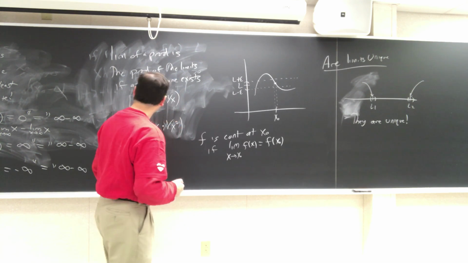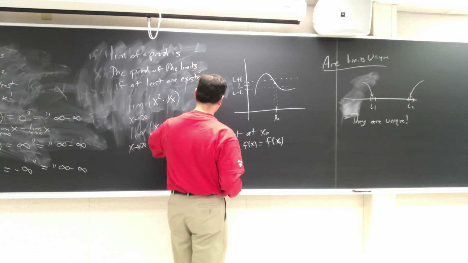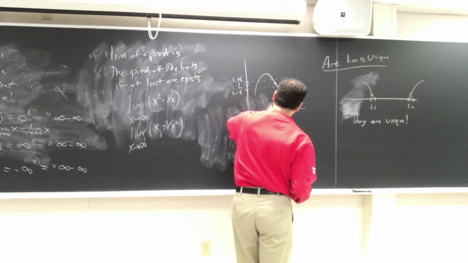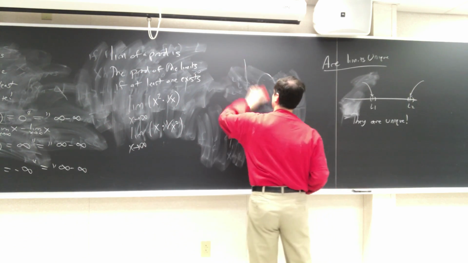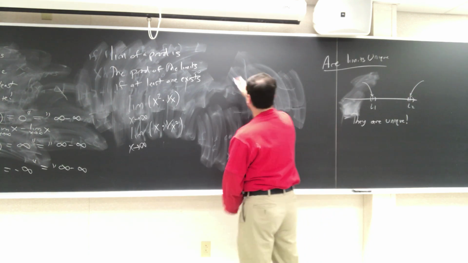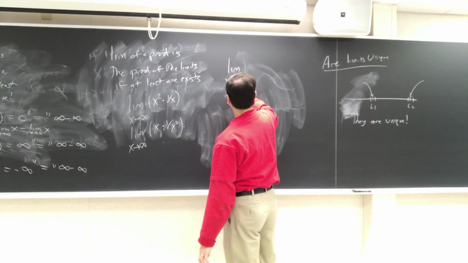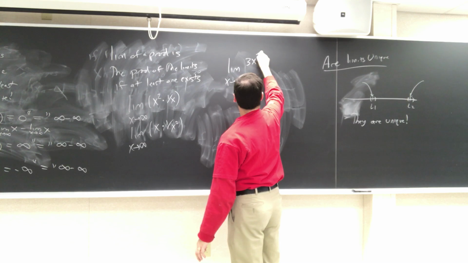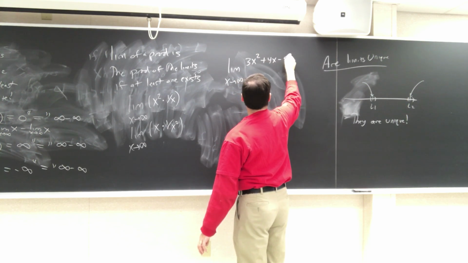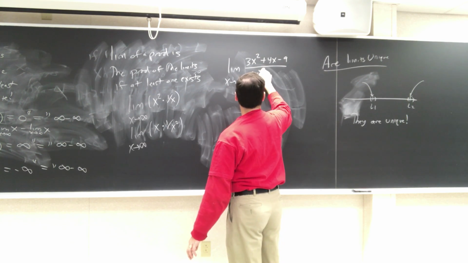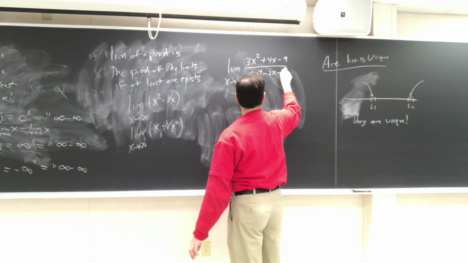All right. Let's do a couple of limit problems. Let's look at the limit as x goes to infinity of 3x squared plus 4x minus 9 over 8x to the fourth minus 2x minus 2.